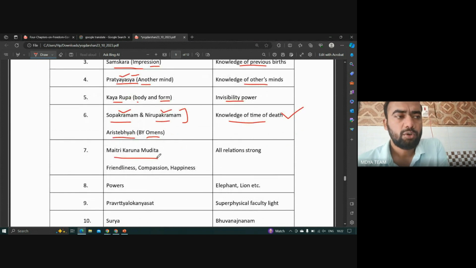Next is Sanyama on the bhavanas. So a total of four kinds of bhavanas are there: Maitri, Karuna, Mudita, and Upeksha. But Upeksha is negative. That's why we do not do Sanyama on Upeksha. We do Sanyama only on Maitri, Karuna, and Mudita. Maitri meaning friendliness, Karuna compassion, and Mudita happiness. If we focus on Maitri, Karuna, and Mudita, then all relations will be strong. Friendship will be strong. Our personality will be improved in society if we do Sanyama on that.